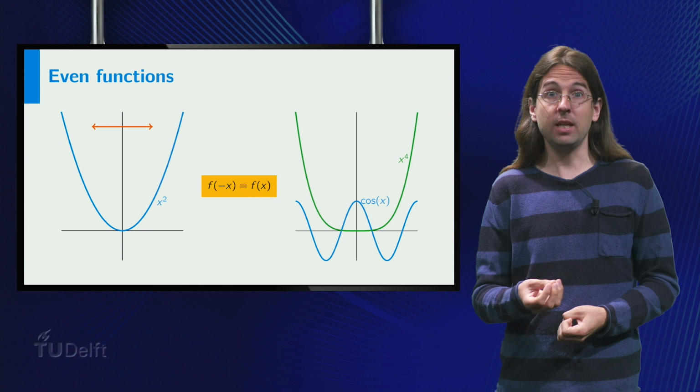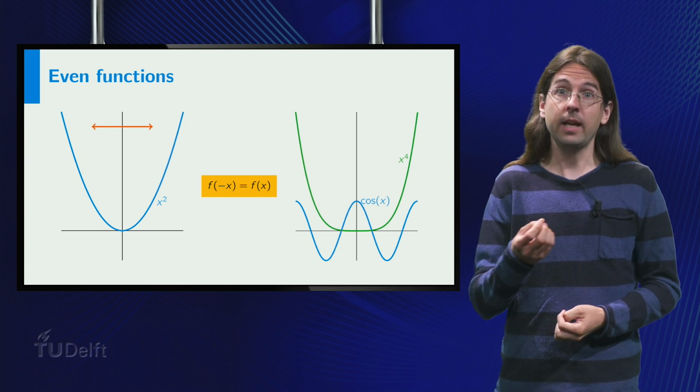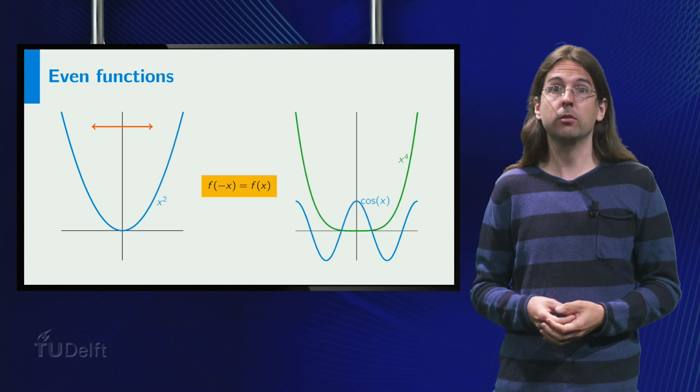But other functions can be even as well. For example, cosine of x, or indeed cosine a x, for any value of a.